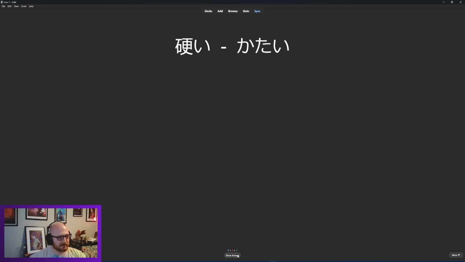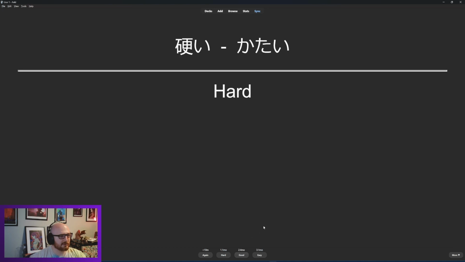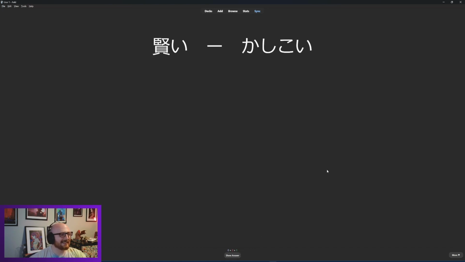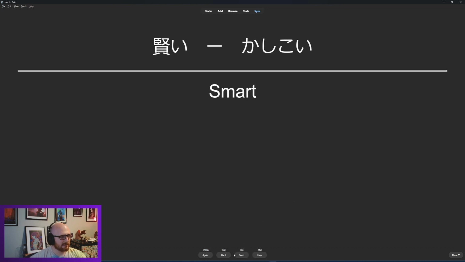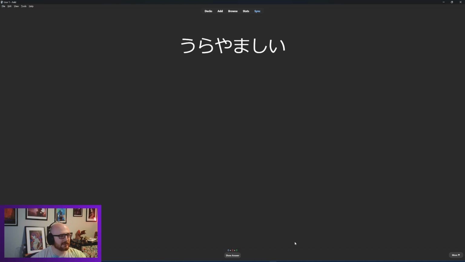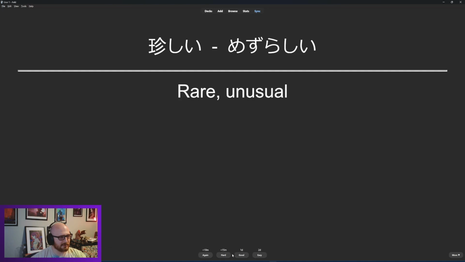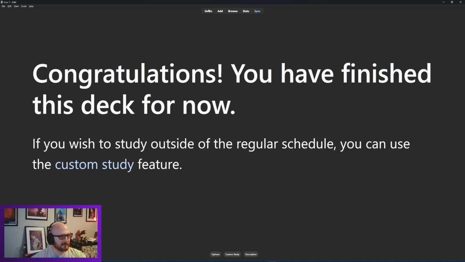Katai. This is such a hard word to remember. Oh no, it's hard. Katai, hard. Alright, good. Kashikoi is smart, right? Smart, good. Alright. Urayamashi was jealous, envious. Close enough. This is rare and unusual. Good.